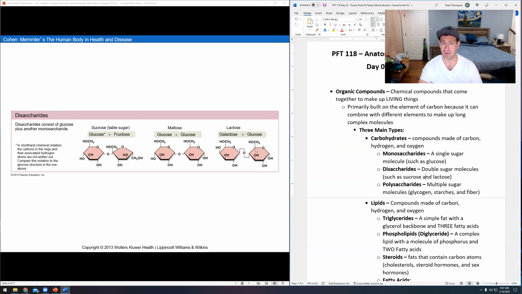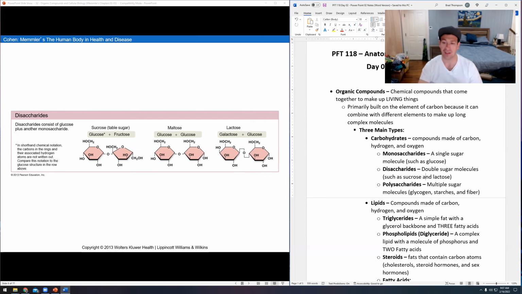If that's the case, it just means that, see this little bond right here? See how it's a little bit more complicated than these two? That takes a special enzyme to be able to break that bond, and not everybody produces that enzyme, and that's where lactose intolerance comes from.